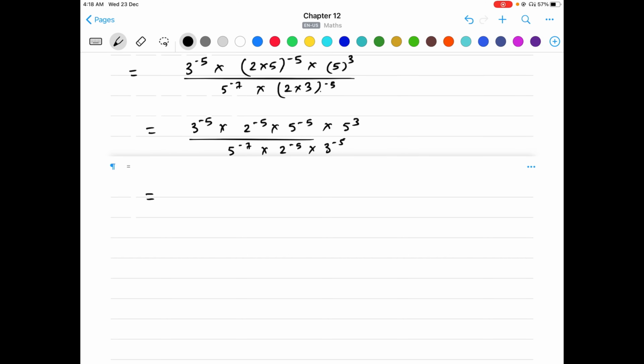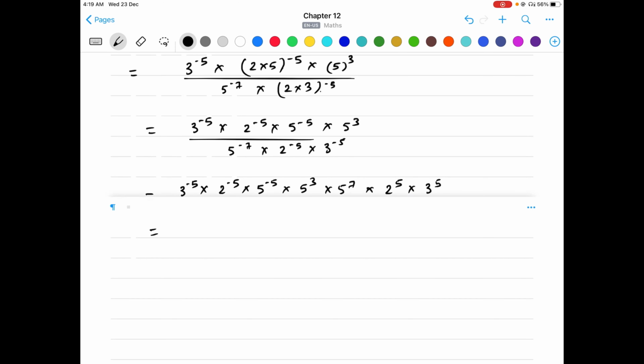Now shifting all the numbers to the numerator, we have 3 power minus 5 multiplied by 2 power minus 5 multiplied by 5 power minus 5 multiplied by 5 power 3. Now this 5 power minus 7 will become 5 power plus 7, this 2 power minus 5 will change to 2 power plus 5, and the last one, 3 power minus 5, will change to 3 power 5.